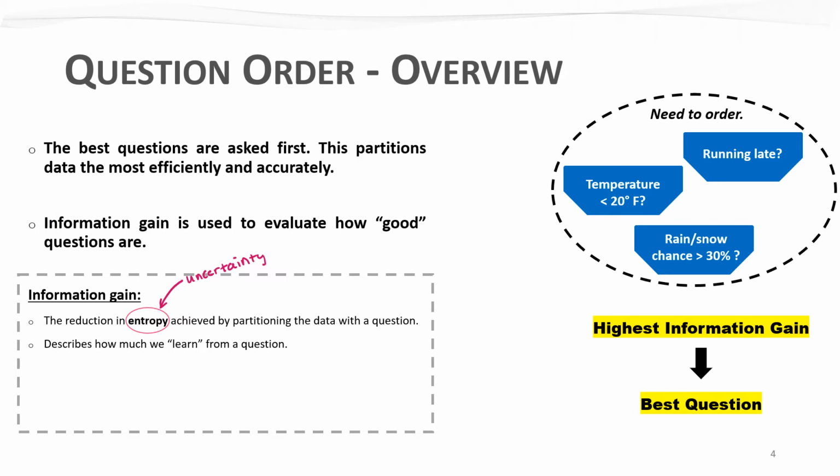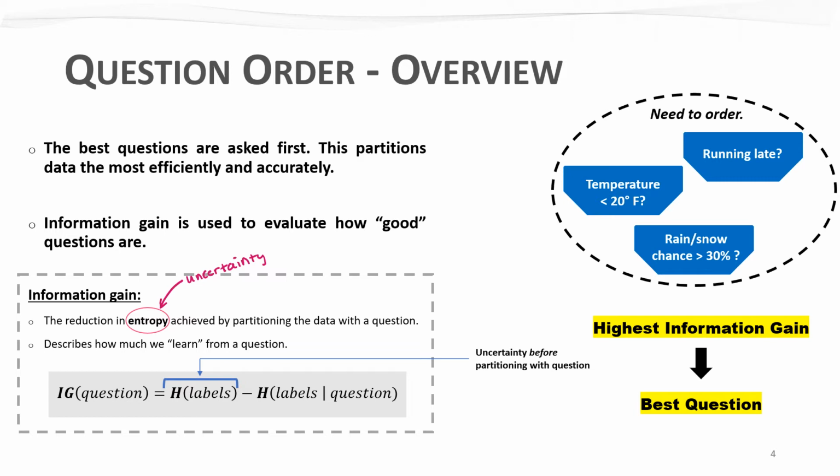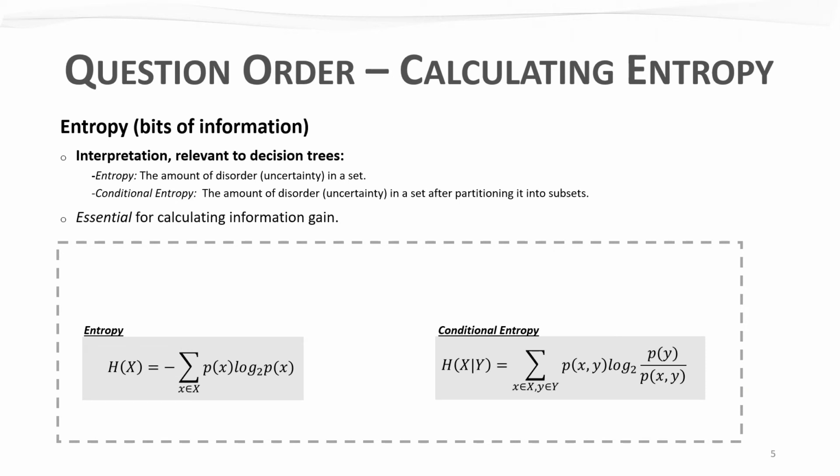Information gain is calculated using this equation. The terms in this equation are entropies, and entropy will be explained momentarily. From a high level, we can think of this term as the starting uncertainty of our set, before partitioning it with a question. And we can think of this term as the uncertainty of the set after partitioning it with a question. By subtracting the partitioned uncertainty from the unpartitioned uncertainty, we obtain the amount of information gained by asking the question.